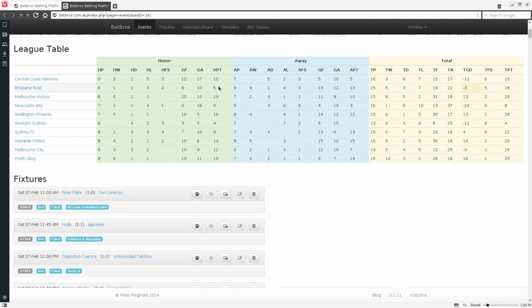Whoops, I accidentally clicked something. Let's go back to Sydney FC away win. Okay, cool. So as you can see, what kind of team is Central Coast Mariners? 15 points. Perth Glory is 33 points. So they're much stronger. It looks like they're on the top of the ladder.